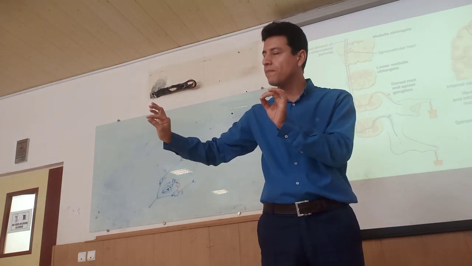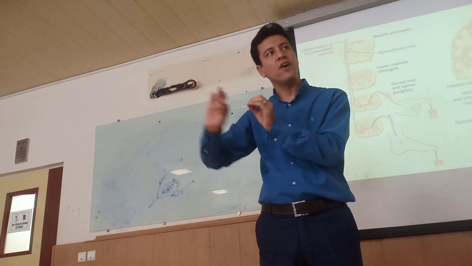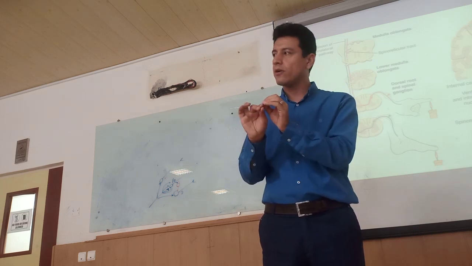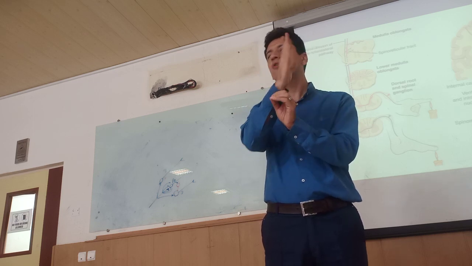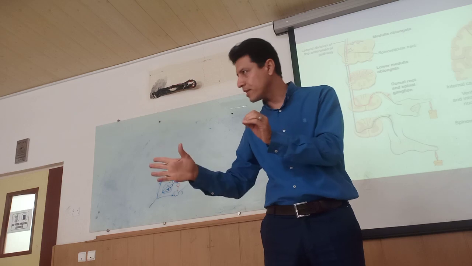Now, let's see what happens to the C fibers. They come to the spinal cord and go to the brain through the anterolateral system, spinothalamic system, right?